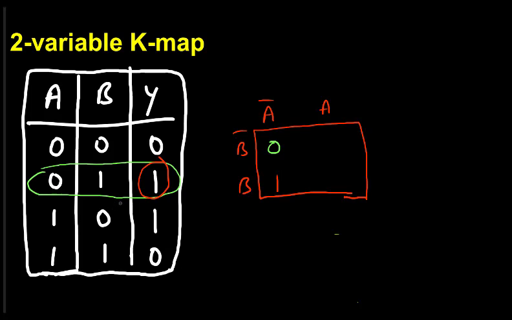Now next one is this one, A B bar, okay. This is A, and this is what we have is B bar. So A B bar is 1, and here A B bar is this point, this one. So this is 1, and finally A B is 0. So this 0 will come here. So this is how we draw a K map. This is a 2 variable K map, okay.